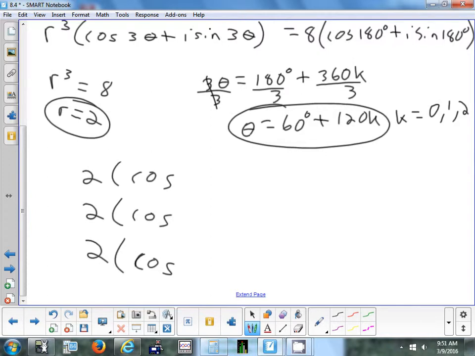Okay, now let's get our first angle. Fill in 0 for k. What's 120 times 0? 0. Plus 60. 60. All right, second answer, fill in 1. What's 120 times 1? 120. 120 plus 60? 180. Get our third answer, fill in 2 for k. What's 120 times 2? 240 plus 60? 300.